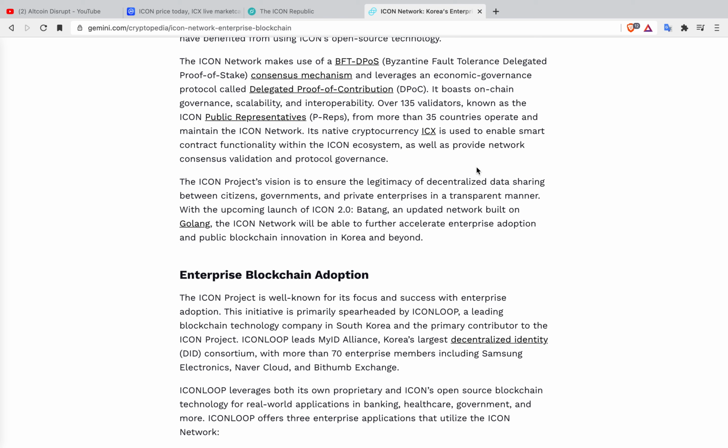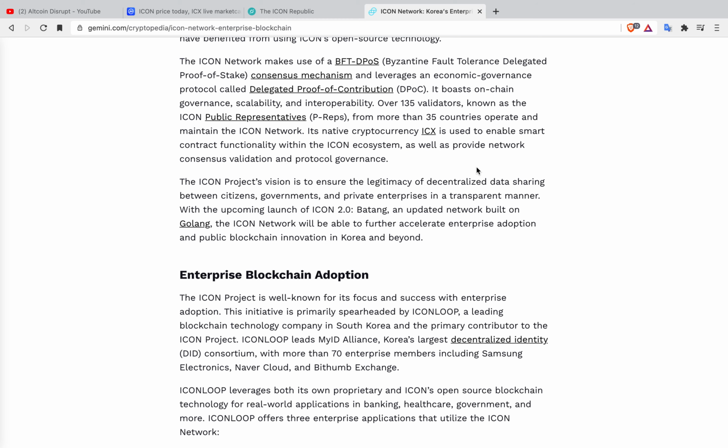Over 135 validators, known as Icon Public Representatives, from more than 35 countries, operate and maintain the Icon network. Its native cryptocurrency, ICX, is used to enable smart contract functionalities within the Icon ecosystem, as well as provide network consensus validation and protocol governance. So, the Icon project's vision is to ensure the legitimacy and decentralized data sharing between citizens, governments, and private enterprises in a transparent manner.